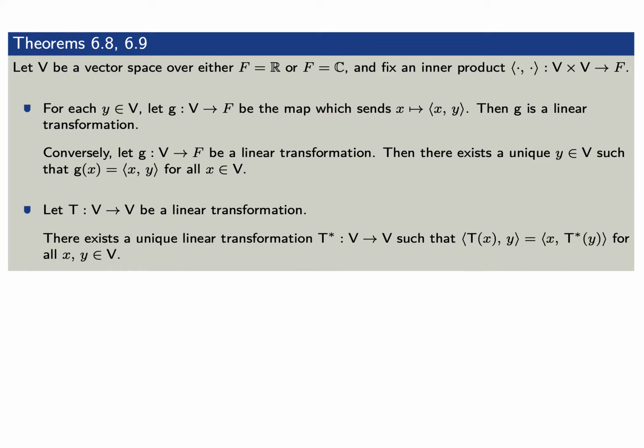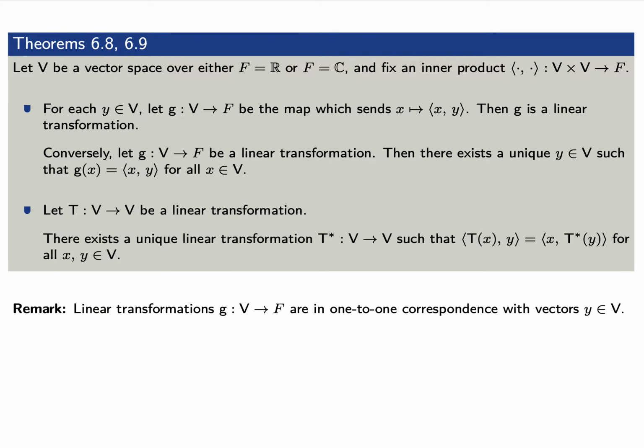Next, let T be a linear transformation from V to itself. Then there exists a unique linear transformation T star, also from V to itself, such that the inner product of T of x and y is equal to the inner product of x and T star of y, for all vectors x and y. We make two comments about all of this.